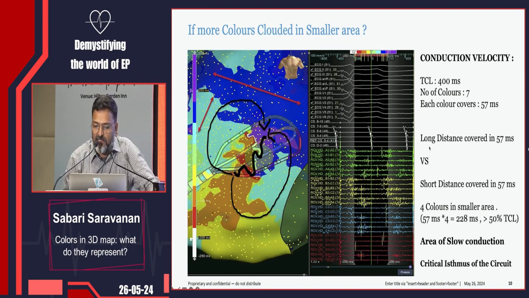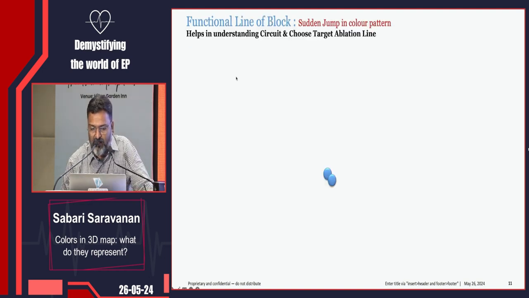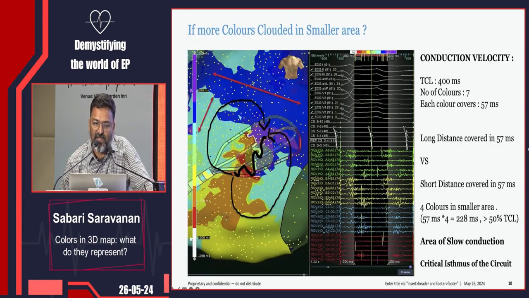So a long distance covered in 57 milliseconds versus a short distance covered in 57 milliseconds. That means this blue color is covering a long distance, but it is covered faster. And this light green color is a smaller distance which is covered in 57 milliseconds. That means it is taking a long time to cover this short distance, and this is taking a short time to cover the long distance. So this is the faster pathway and this is the slower conduction zone. So then you are identifying the circuit.